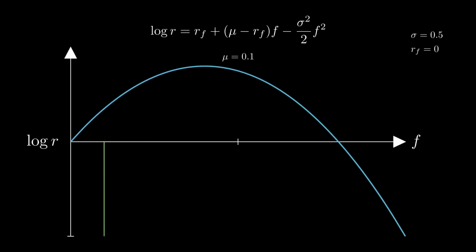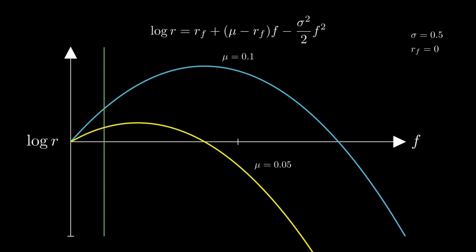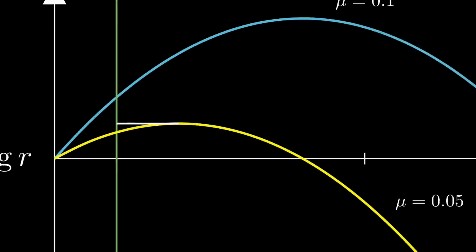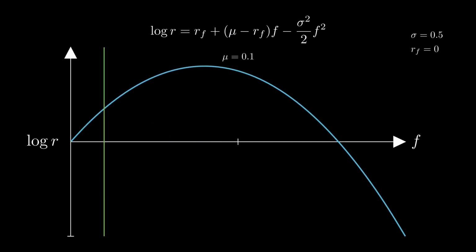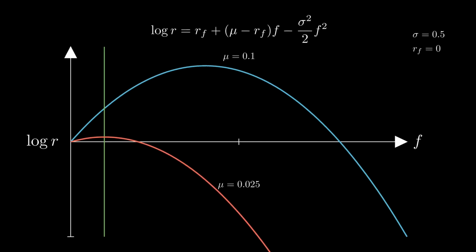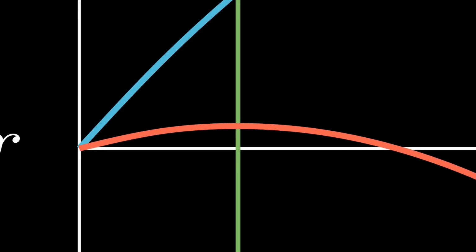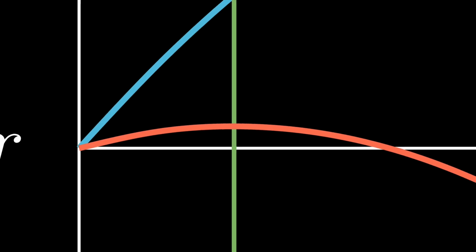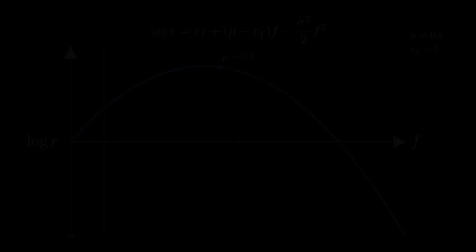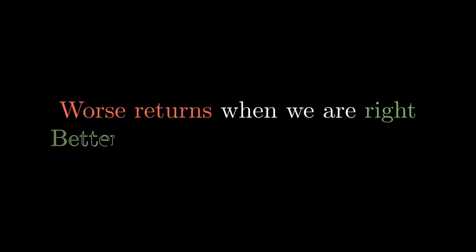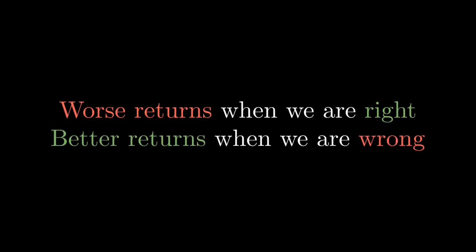Finally, let's take a more conservative approach and bet only a quarter of the Kelly fraction. If the actual mu is half of our prediction, we'll still miss out on some returns. But if the actual mu drops to a quarter of our prediction, this fraction turns out to be optimal. Notice that the more we bet, the worse our returns get when we are wrong. In summary, if we bet only a fraction of the optimal Kelly fraction, we get worse returns when we are right, in exchange for better returns when we are wrong.